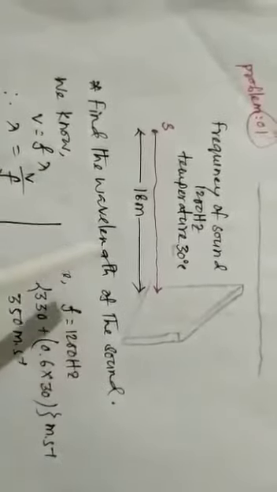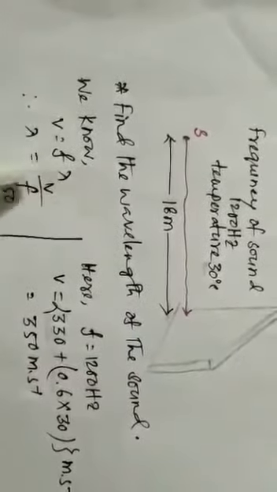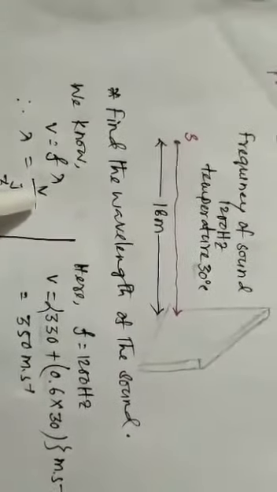This problem is very important for you because this is the first problem. The question is, find the wavelength of the sound. Wavelength means lambda, and of course there is an equation which can help you. The equation is V = Fλ. As you know, here lambda is the wavelength, so λ = V/F. Here V is the velocity.